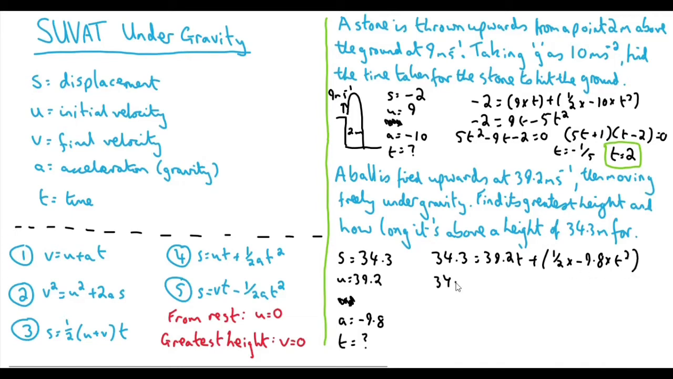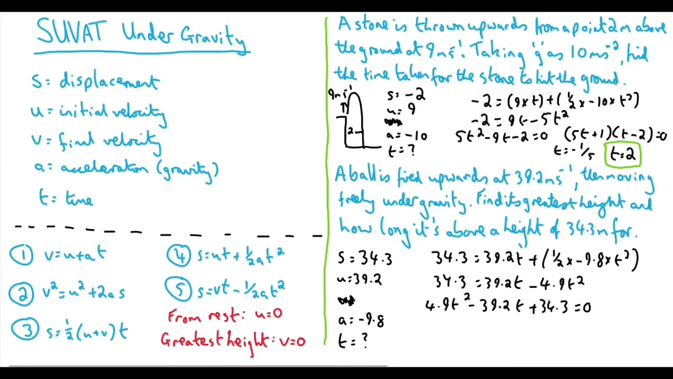Just simplifying that bracket first of all. So 34.3 equals 39.2 T minus 4.9 T squared. Bring everything onto the left-hand side, you get 4.9 T squared minus 39.2 T plus 34.3 equals 0. Now at this point we can either use the quadratic formula, because these are decimals, so plug in your A, B and C into the quadratic formula. Or in this case, if we can spot there is a common factor, we can divide through by 4.9. If you do that, you're just left with T squared minus 8T plus 7 equals 0. And this we can break down into two brackets of T minus 1 and T minus 7.